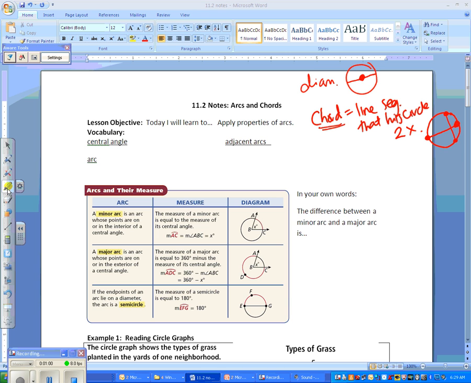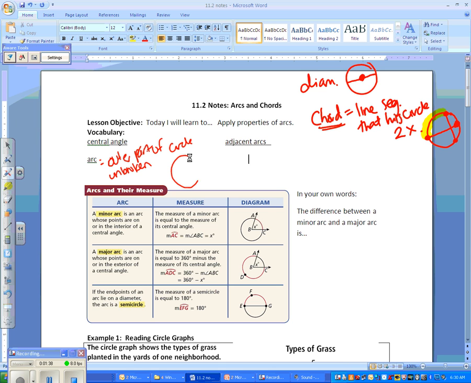An arc is the outer part of the circle. So this yellow section is called an arc. So let's see, how can we define that? We could say that an arc is an unbroken part of the circle consisting of 2 points. So we can say it's the outer part of the circle and it's unbroken, so it can't be split into 2 different pieces.